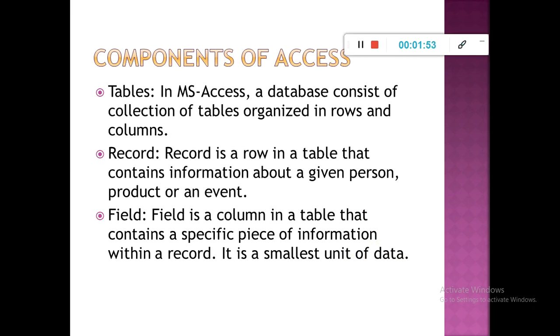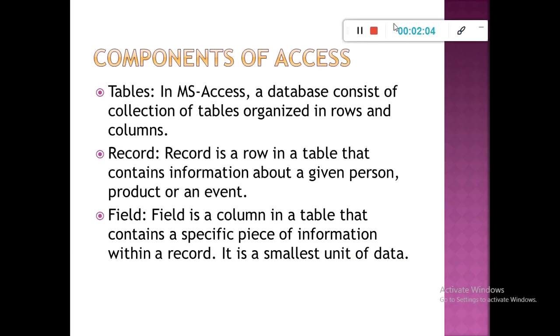Components of Access. These are the components which help us to make the data conveniently. Like tables. In MS Access, a database consists of a collection of tables, like organization of data in rows and columns. Like we can do in Excel also, we organize our data in rows and columns. In the same way, here also a table is present, in which we can collect data in an organized way. And these are also the subparts of the table, record and field.